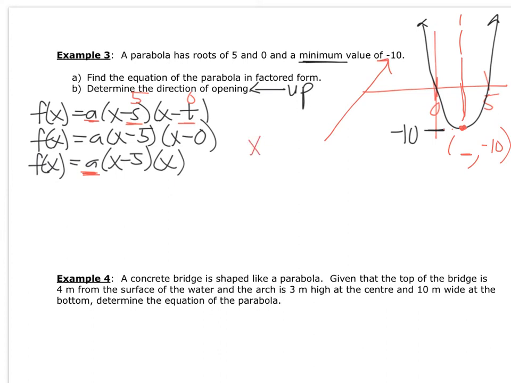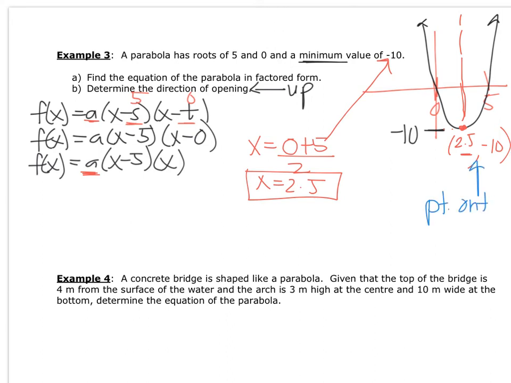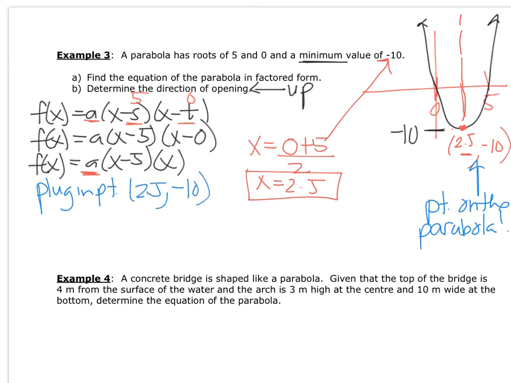So I'm going to write our axis of symmetry is, just find that middle point, 0 plus 5 divided by 2, which is 5 divided by 2, which is x equals 2.5. Okay, so this is really 2.5 comma negative 10. So we actually already have a point on this parabola. It's a very special point because it's the vertex, but it's a point. Okay, so we're going to plug in the point 2.5 comma negative 10. Okay, lovely.